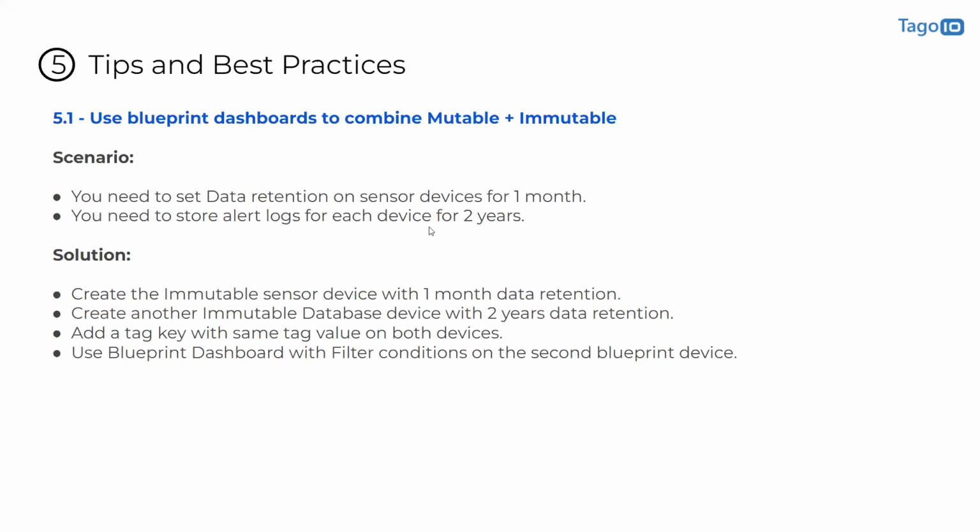And of course, you could have a scenario where you also have a mutable device, but the logic is the same. You have 2 immutable devices here because you need different data retention periods for both pieces of information, and you need to store one of them for a very long time. So the solution here for this use case would be to create the 2 devices with different data retentions, add a tag key with the same tag value on both devices, and use the blueprint. And I want to show you how this works.